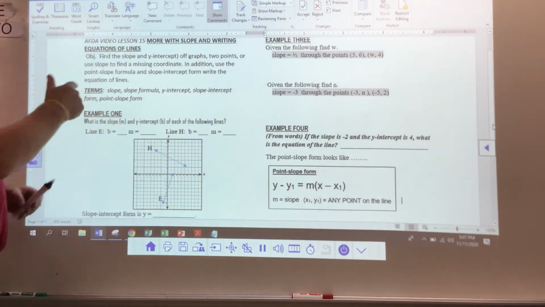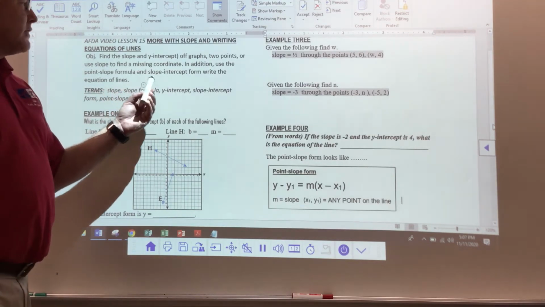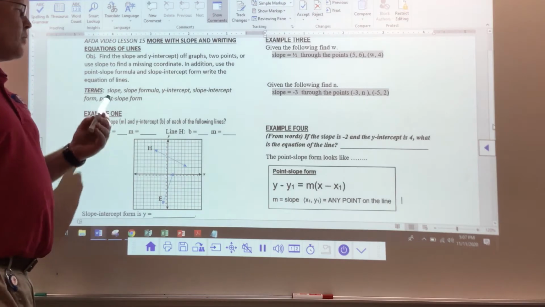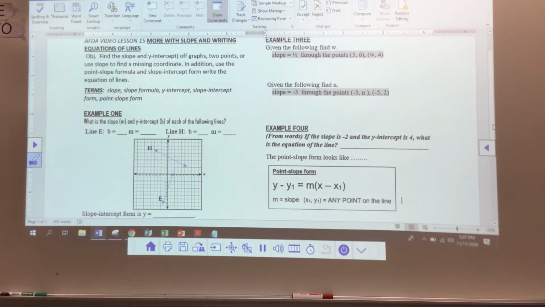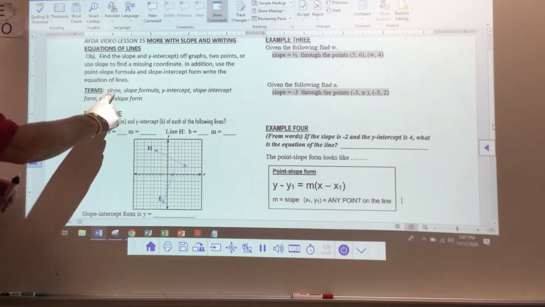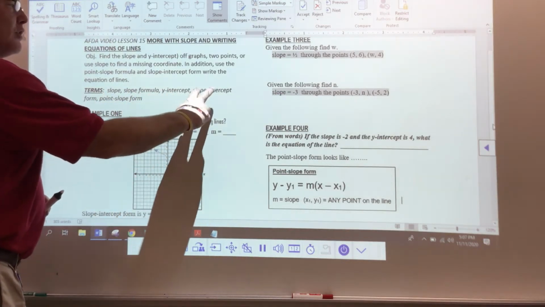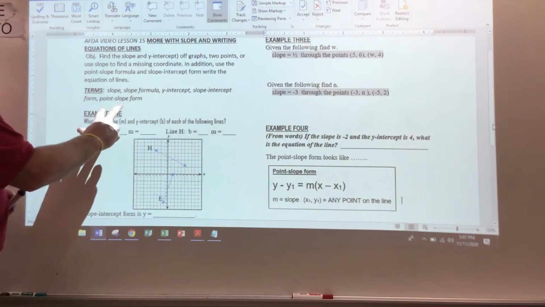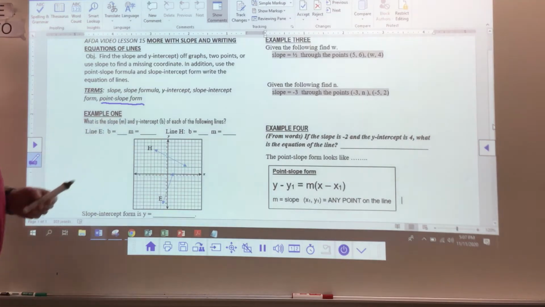In addition, we're going to use the point-slope formula, something maybe new for some of you, and the slope-intercept form to write the equation of lines. So probably about half of that objective we already know how to do. You guys know about slope. You know about the slope formula. You know about y-intercept. You know about slope-intercept form. You probably don't know this one yet about point-slope form, or maybe it's been a while since you've done that. Let's take a look at the first example.